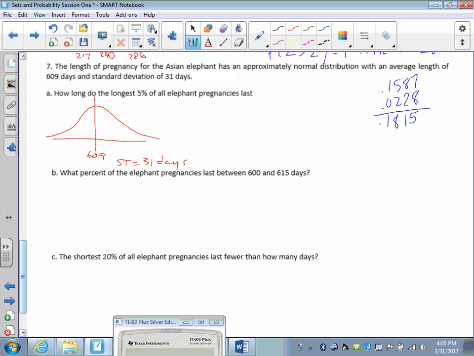Okay, so what we want is how long do the longest 5% of elephant pregnancies last. Now that would be this region over here, the 5%, 0.05. Let me erase that and just do that right. 0.05 would be this region here. Now that would make this region from here on down 0.95.